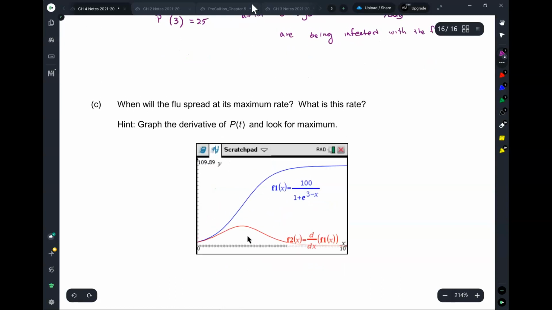When will the flu spread at its maximum rate? Okay, hang on. Stop for a minute. Listen. Maximum rate. Rate is the derivative. So this is saying the maximum of the derivative.